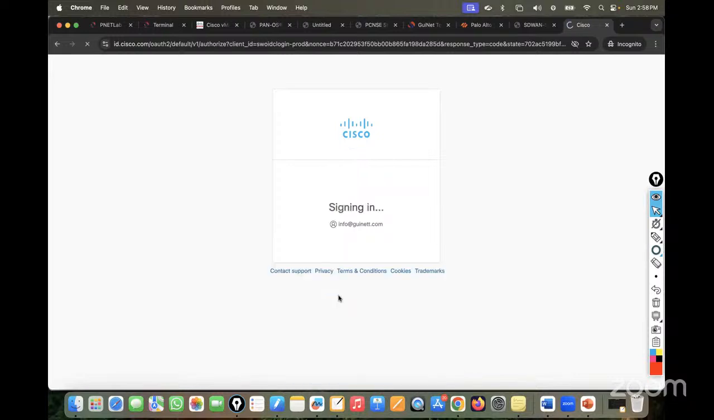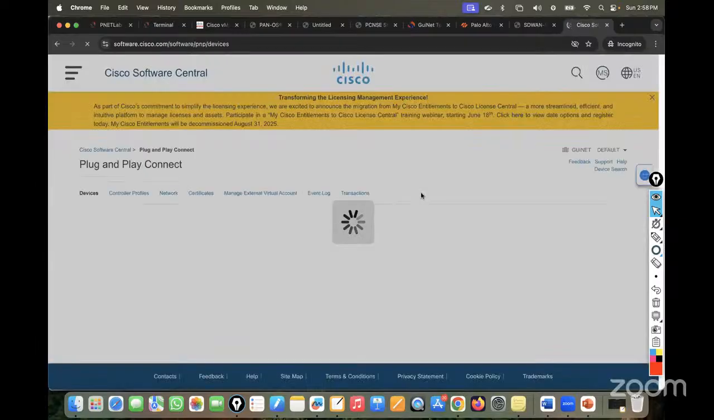Actually, I want this particular website. So how to generate the licenses? Yeah, that's what I'm showing, right? Yes, we have. So don't worry.